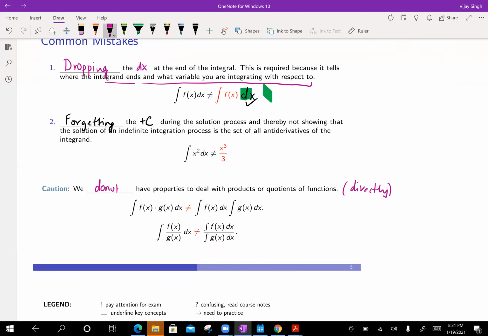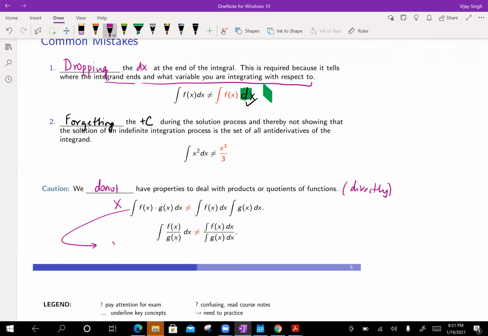The integral of f of x times g of x dx is not the integral of f of x times the integral of g of x. So this is not true. And similarly, the integral of f of x divided by g of x is clearly not the integral of f of x divided by the integral of g of x. So these are not true by far. One can take an example and see this.